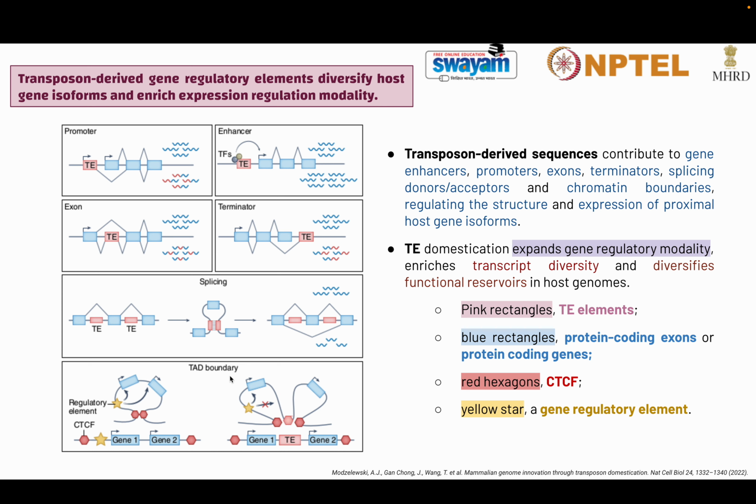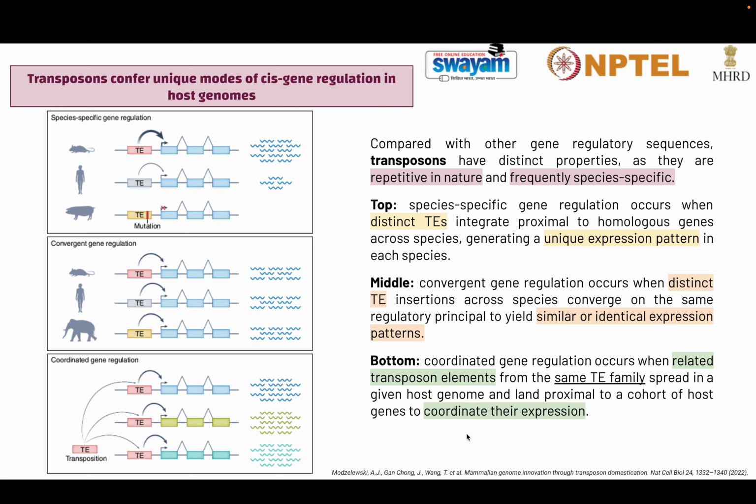Then the TAD boundaries. Similarly, in this case also it can act as a regulatory element. This star represents the gene regulatory element and this hexagon represents the CTCF. So in this case also, these transposable elements have different roles in defining the boundary between these two elements, gene 1 and gene 2, whereas if it was not present, there is no boundary between both of them.